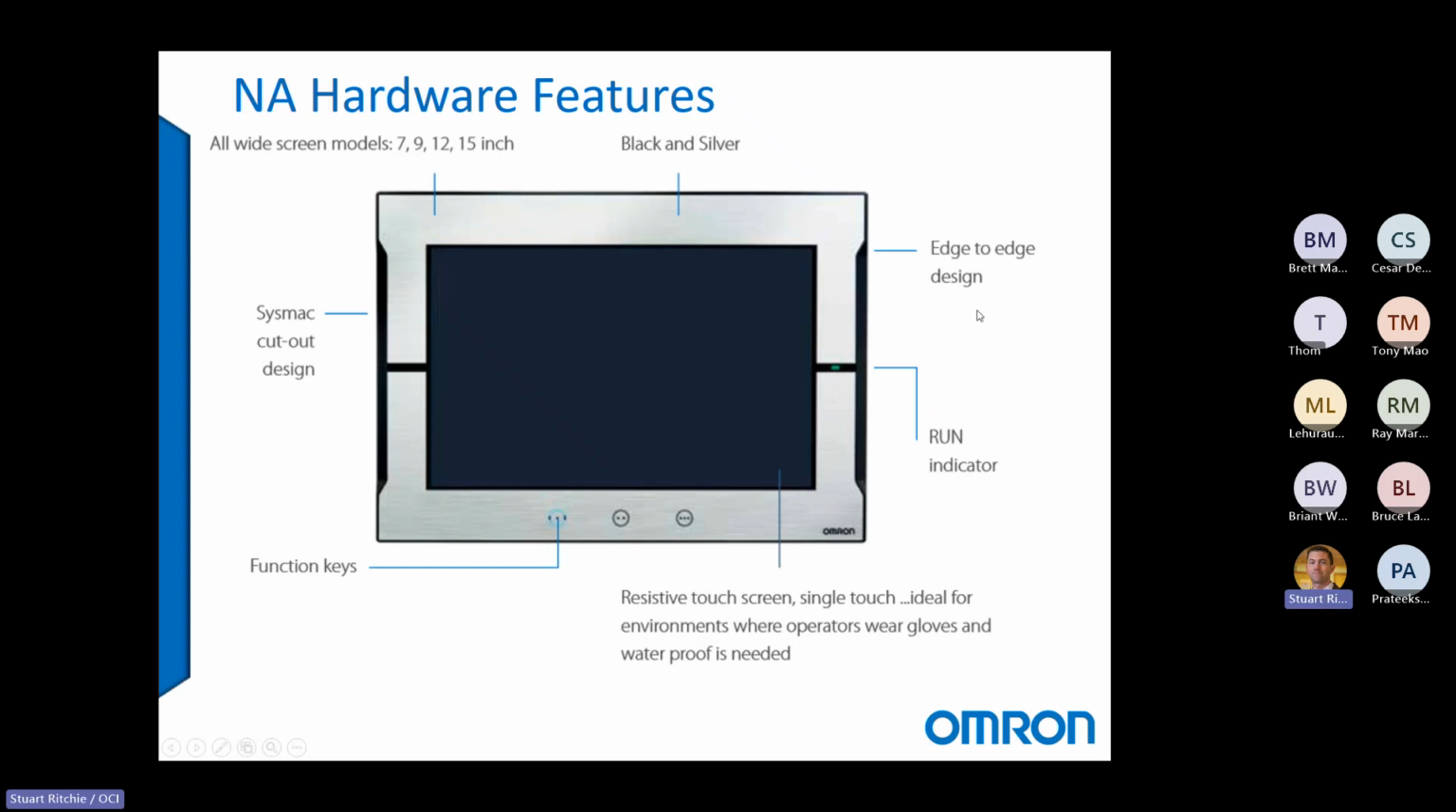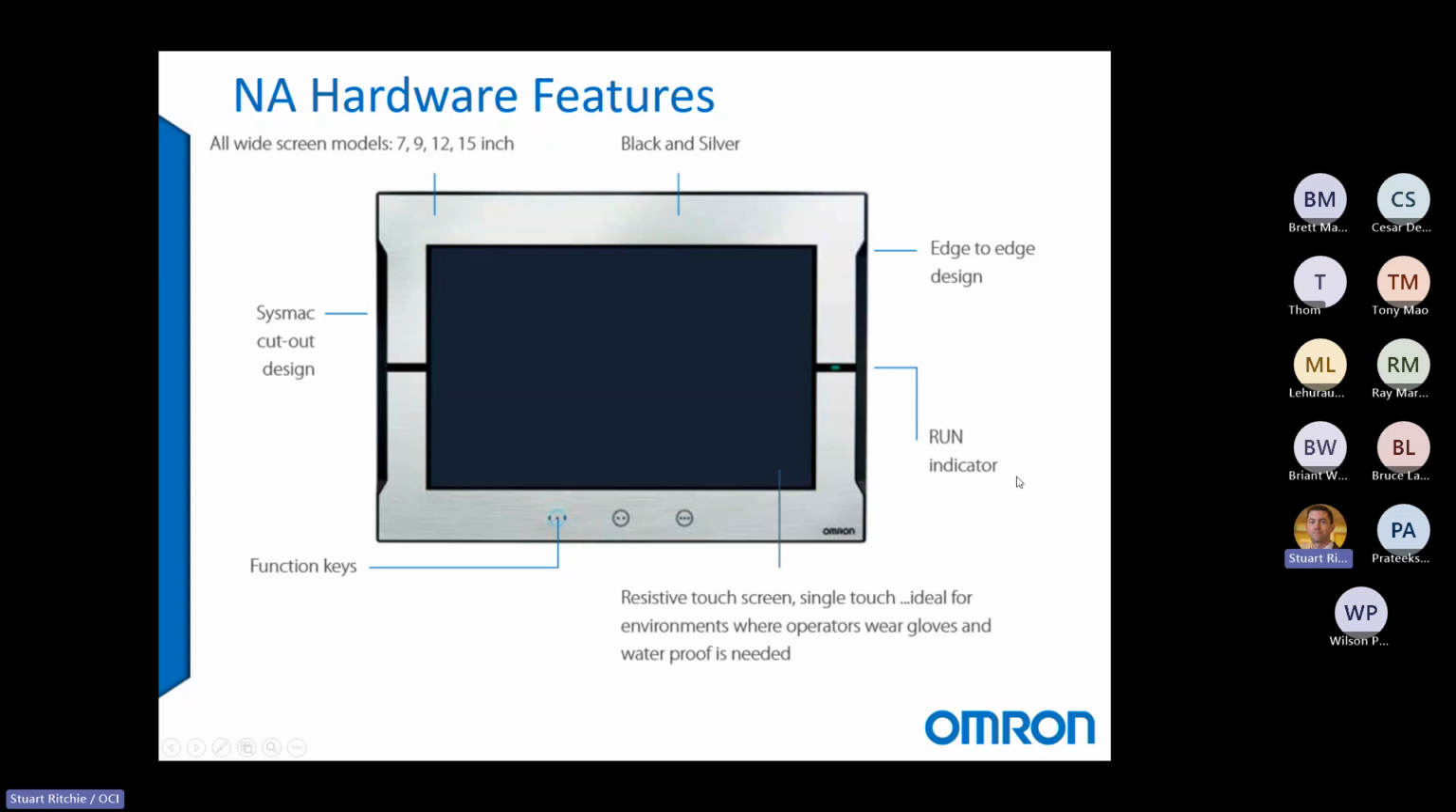So the screens come in 4 different sizes, 7, 9, 12, and 15. The bezel on the outside comes in 2 flavors, black or silver. We have function keys on the bottom, these 3 capacitive touch buttons. Now we can tie these to anything we want. We can have them start a pump in the PLC if you wanted to. We can have them pull up a specific page, that kind of thing.